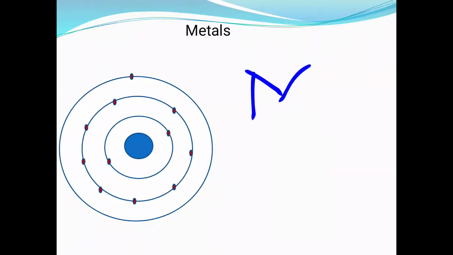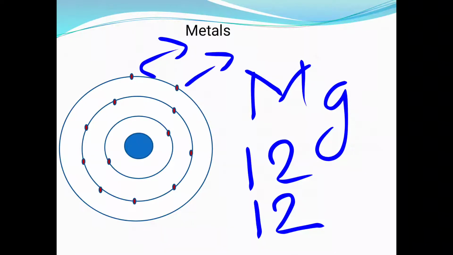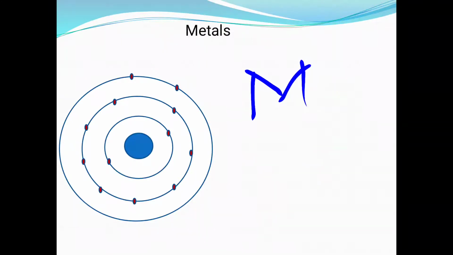Let's take an example of magnesium. Okay, magnesium has atomic number 12 and it has 12 protons in its nucleus, right? So magnesium has to give these 2 electrons to get a stable state. After giving these 2 electrons, the magnesium reduces negative charge by 2. So it has now 10 negative charges and 12 positive charges. That's why the magnesium ion we can denote as Mg plus plus, right? So this is all about the magnesium.